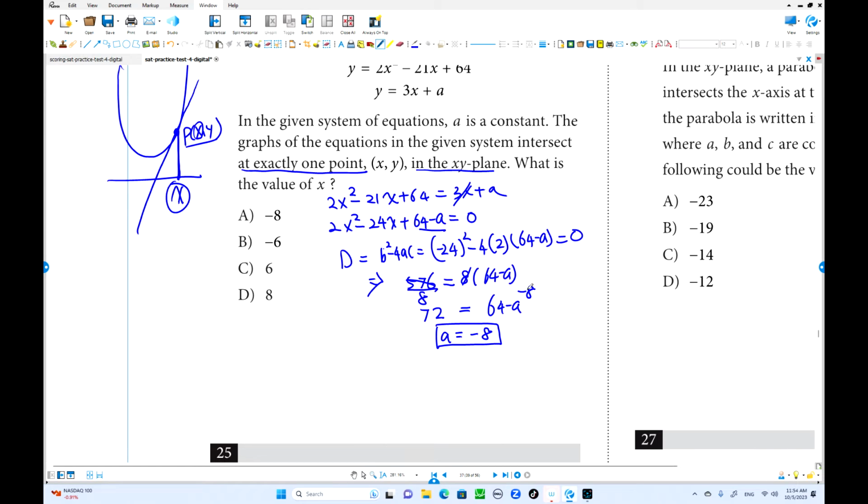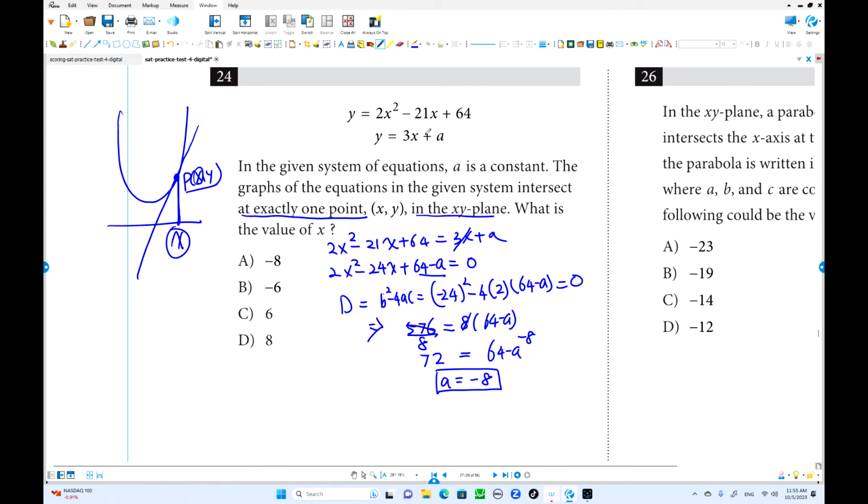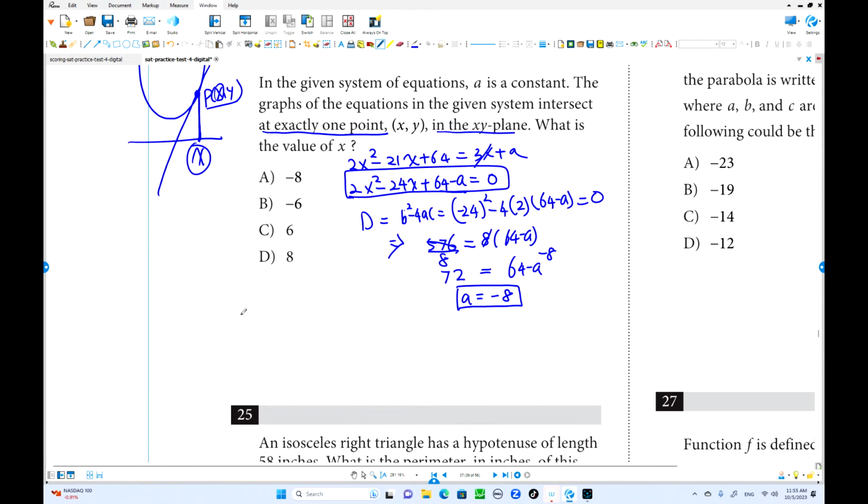Negative a is 72. But they're asking you the value of x, the point of intersection. Okay, not a, okay? You have to solve this one again. So this one is now 8. Anyway, the discriminant is 0, okay? So we're going to find out from here. We already got the answer over here. The equation now, 2x squared minus 24x plus 64 minus a is how much? 72, right? 64 minus a is 72 equals 0.